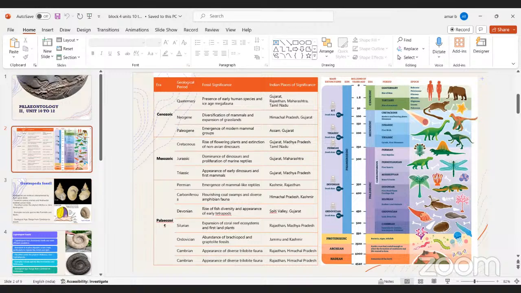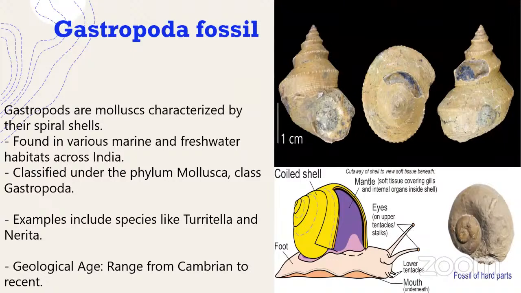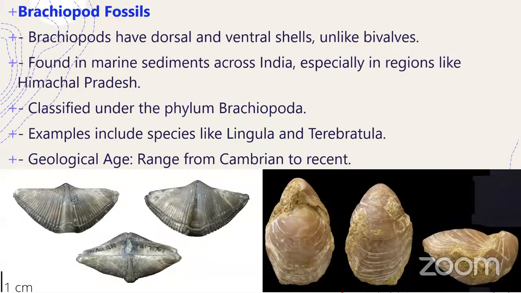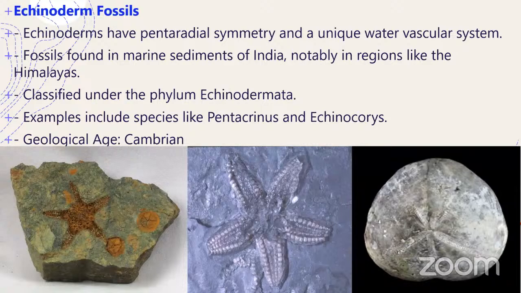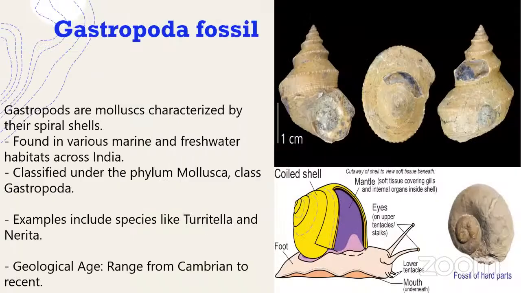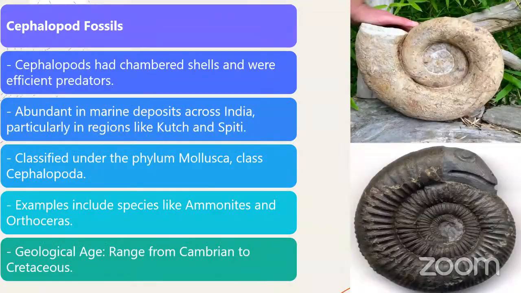Next, I have discussed invertebrate fossils: gastropoda fossil, cephalopoda fossil, pelecypod fossil, brachiopod fossils, echinoderm fossils, trilobite fossil, graptolite fossils. See, each of these fossils has its own unique structure.